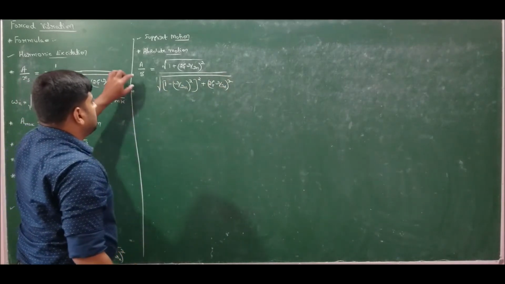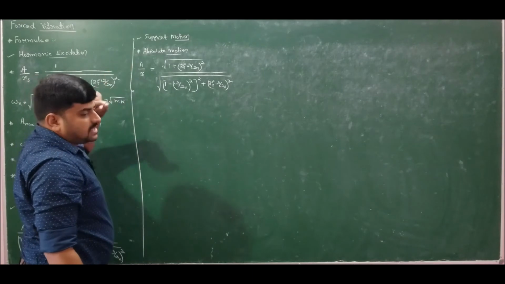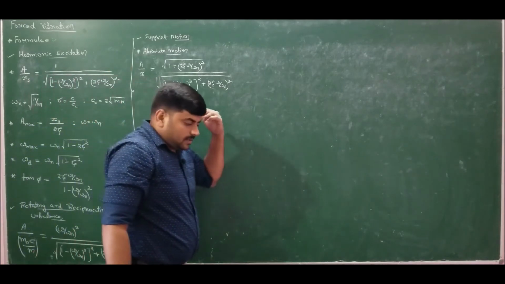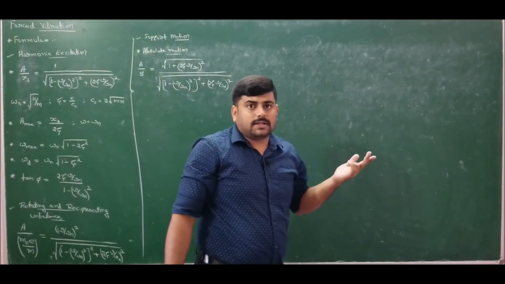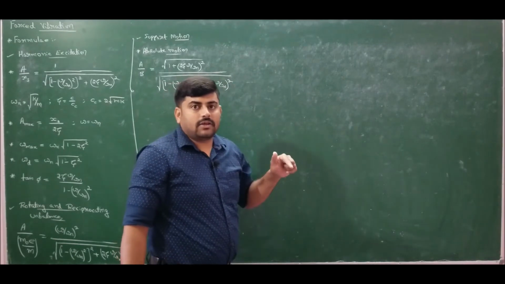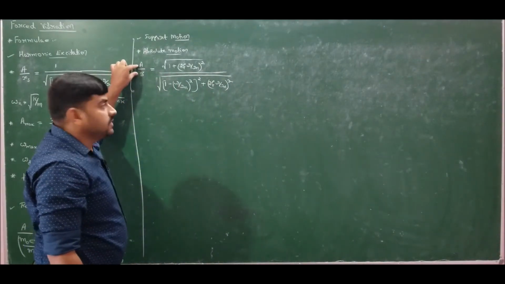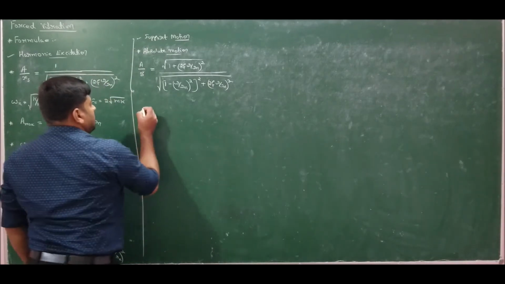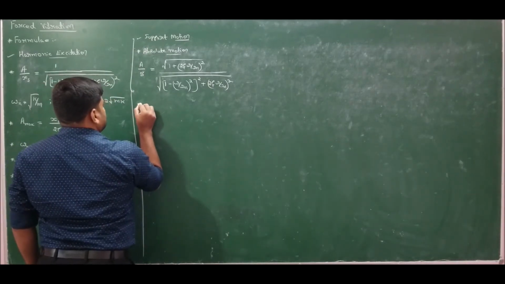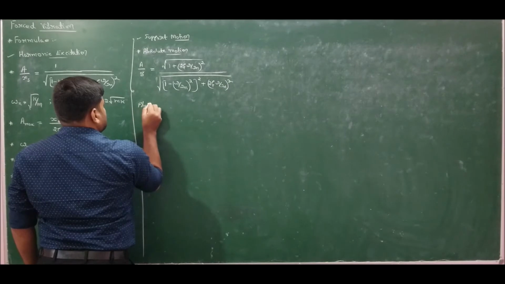Clear? Now the phase difference between the displacement of the vibrating body and the exciting force is tan phi, whereas the phase lag between these two is given by phi minus alpha. Correct?